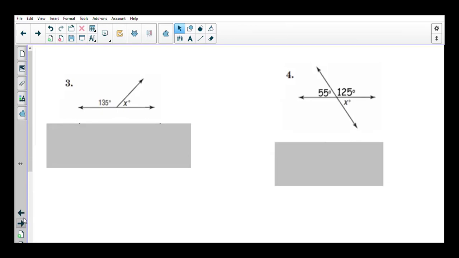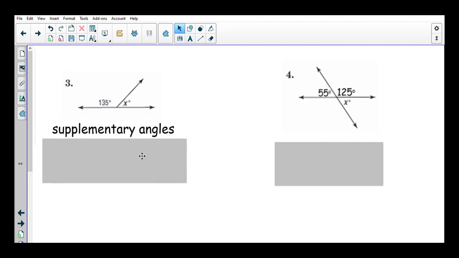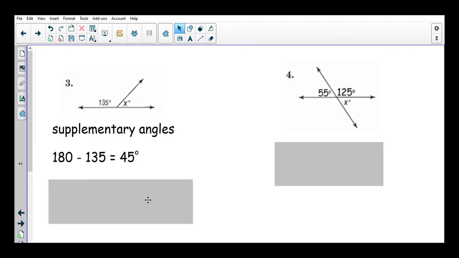Remember, at any point, if you need to pause the video to copy anything down, please feel free to do that. So looking at number 3, it kind of looks like number 1, where we have a straight angle or a straight line, which means 180 degrees. So these two angles are supplementary angles. Take 180 minus 135. That will get us 45 degrees for that missing angle measure.